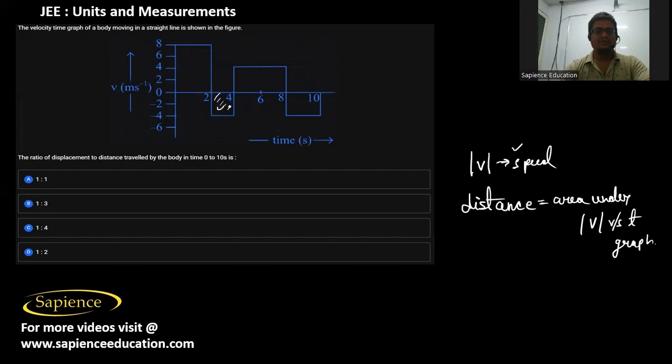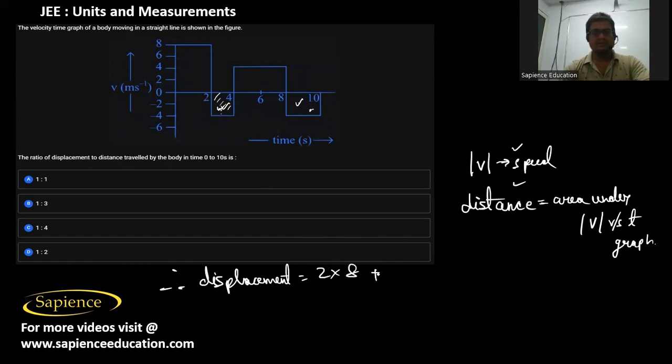So the area of these two regions should be added in case of distance, and in case of displacement we should subtract these areas, since these are negative displacements. So the displacement will be equal to the area of this rectangle, which is length into breadth. Length is 2 units, 2 seconds, and breadth is 8 meter per second.